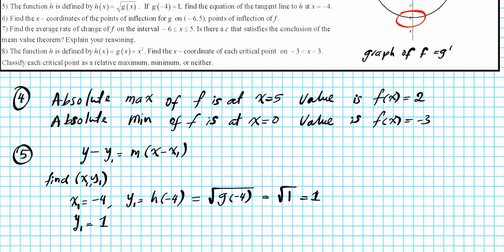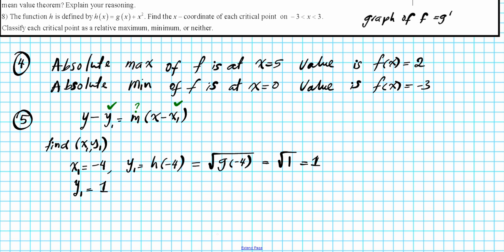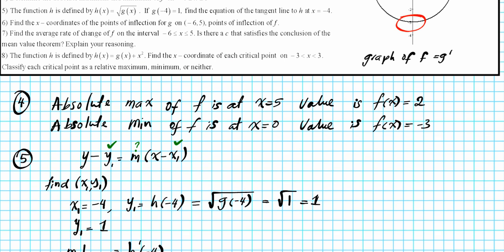To write down the equation of a line, you need y1, x1, and m. So we need to find m, which is basically the slope of the tangent line at the specified x value. All we need to do is find the derivative of the function, h prime, and evaluate it at the specified x value to get m. So m at x equals -4 is the same thing as h prime of -4. The slope of the tangent line at x equals -4, that's what we're looking for.